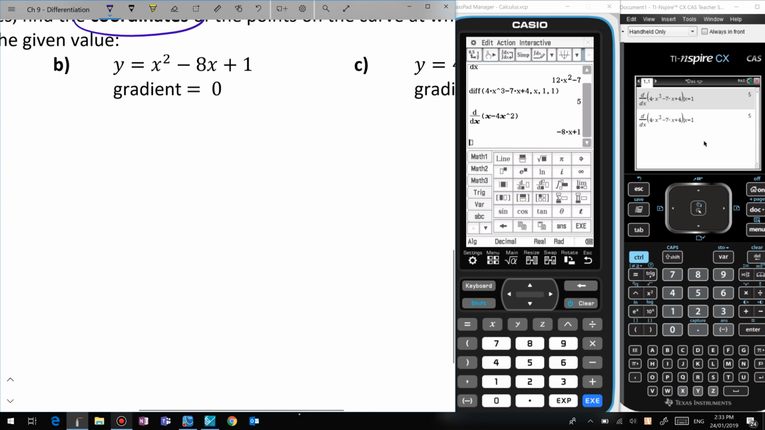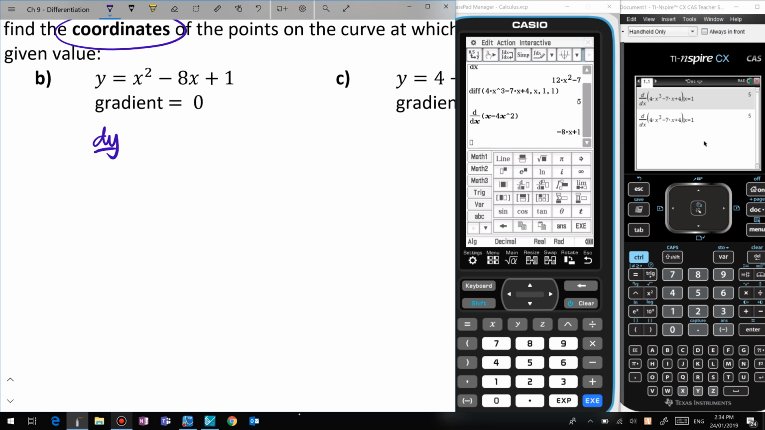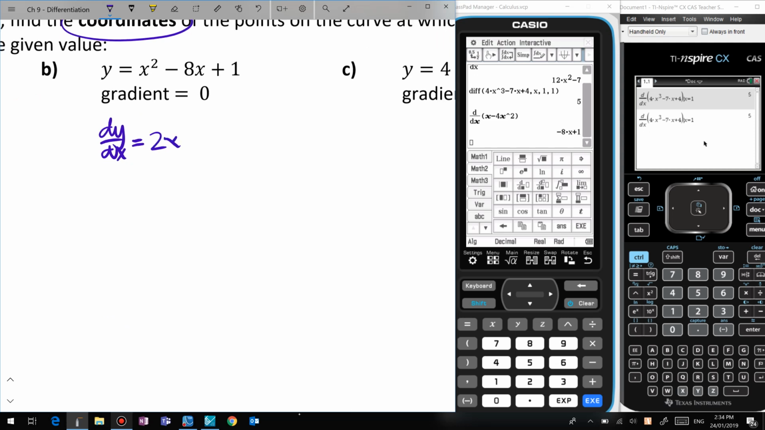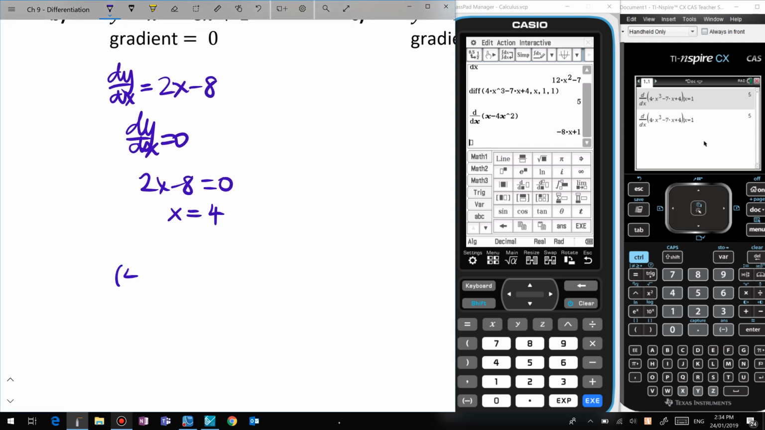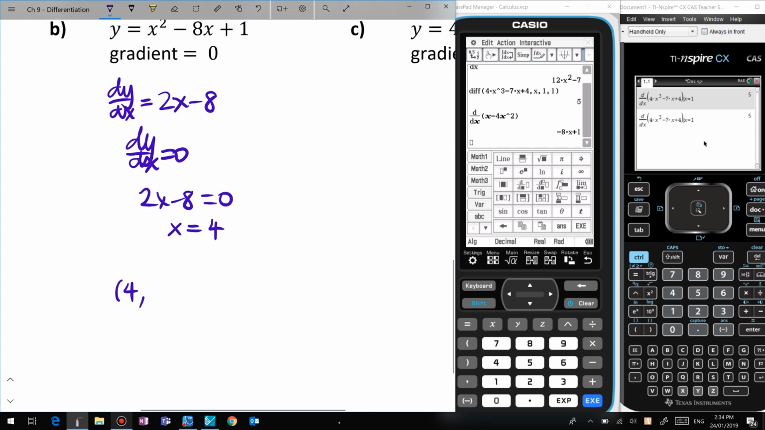Okay, here, when does that parabola have a gradient of 0? i.e. when is the turning point? So first we say dy/dx is equal, it's a turning point because it's a parabola, it could also be a stationary point. It's 2x minus 8, dy/dx equals 0. So 2x minus 8 equals 0, x equals 4. Now we need to find the coordinate, so if I sub 4 back in, I get 16 minus 32, which is minus 16, plus 1 is minus 15. So that's where we've got a turning point.